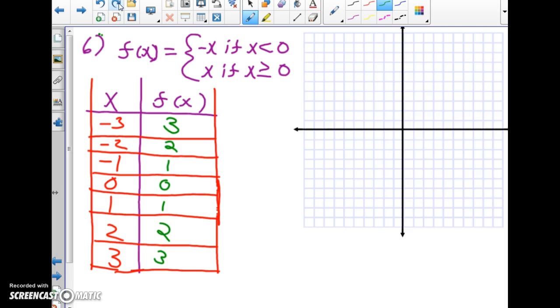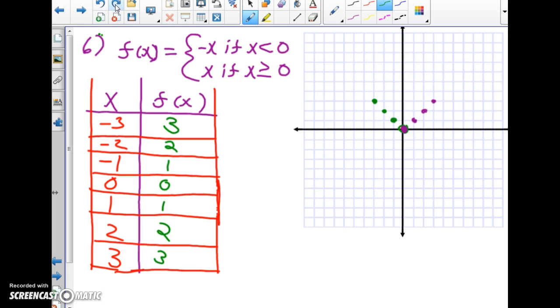So you're going to go to negative 3, 3. Put that point on the graph. Negative 2, 2. Put that point on the graph. Negative 1, 1. Put that point on the graph. Okay, 0, 0. Put that point on the graph. Okay, 1, 1. Put that point on the graph. 2, 2. Put that point on the graph. 3, 3. Put that point on the graph, right?